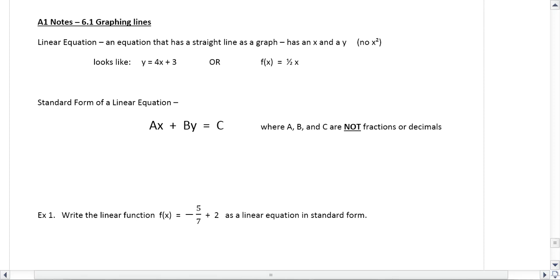Welcome to another edition of Comet Algebra. This video is for Algebra 1, Chapter 6, Section 1, Graphing Lines. So let's start with a few definitions.